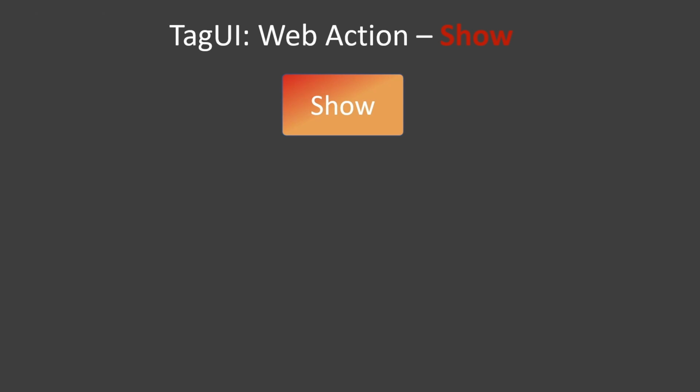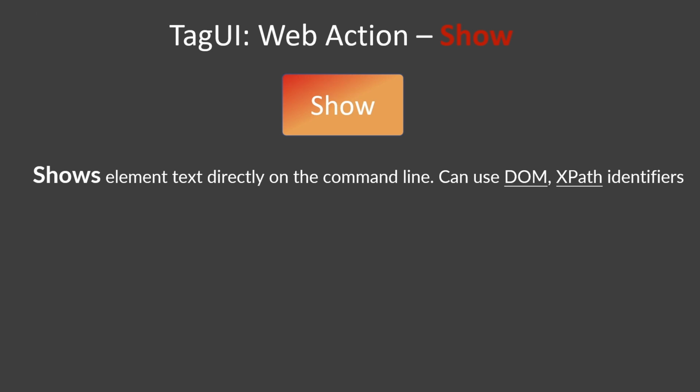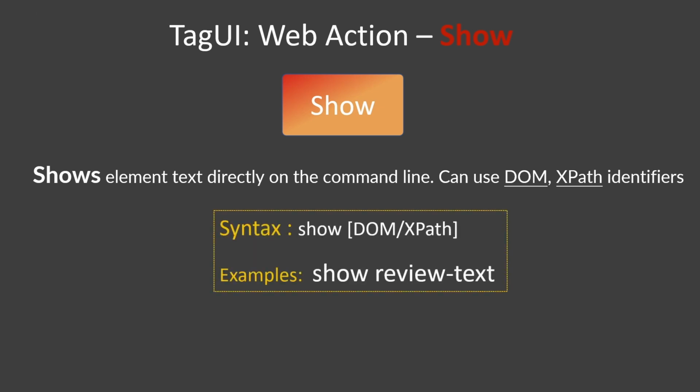In this session, we are going to see the web action show. Show is a very simple concept. It shows a web element, which has an identifier, DOM and XPath, on the command line for easy debugging purposes. The syntax is show any DOM element or an XPath. It will just show it on the command line. We'll see an example to understand a little bit more.